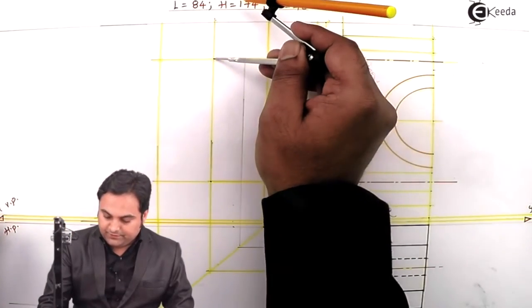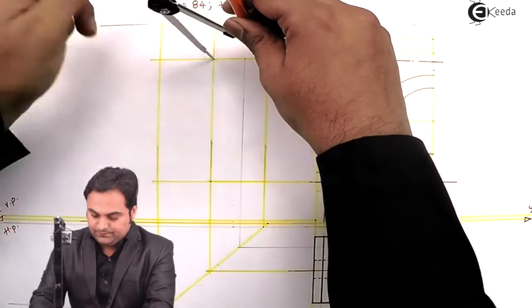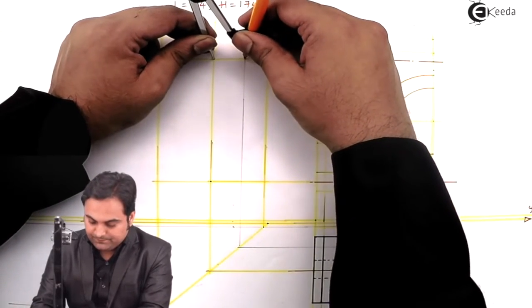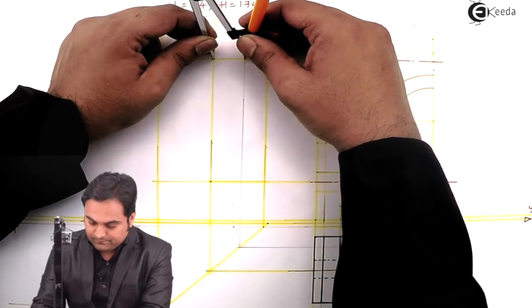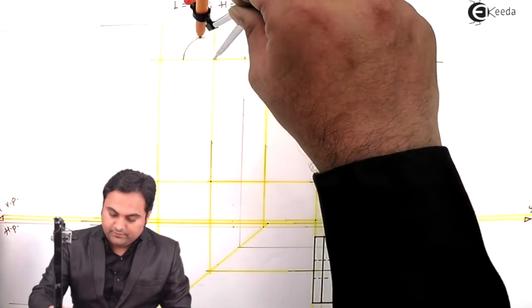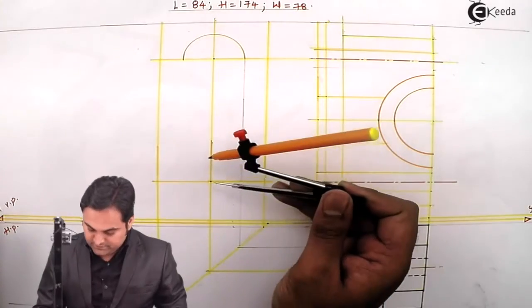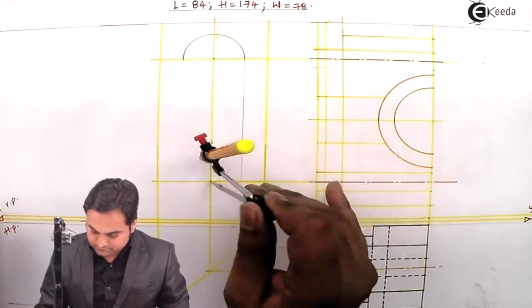So this will be the center, and radius up till here. Drawing a light semicircle. Similarly at the bottom.